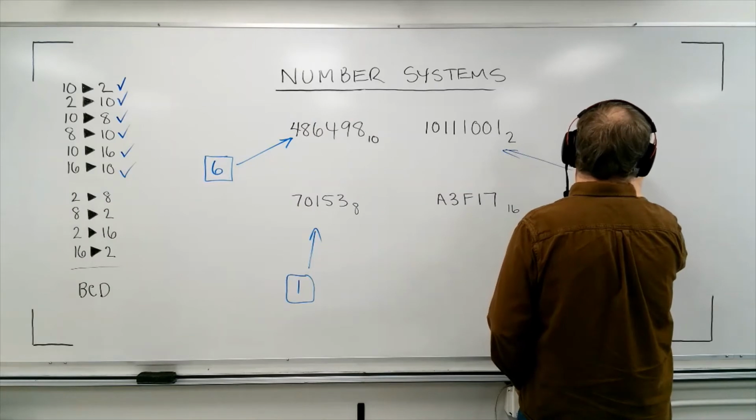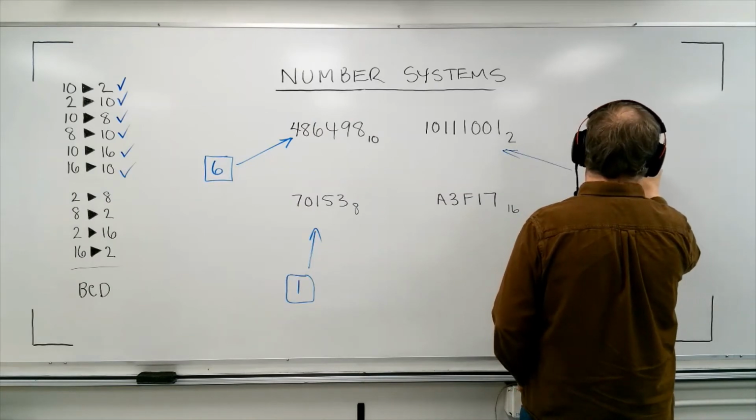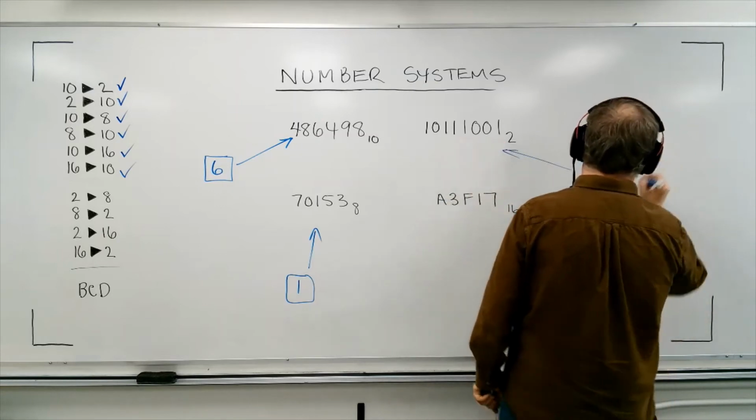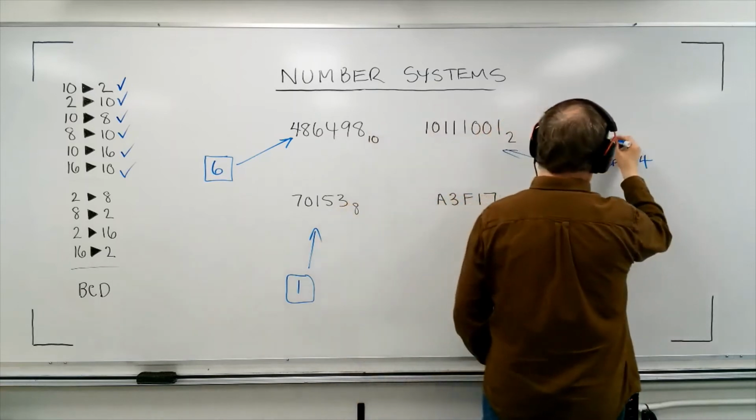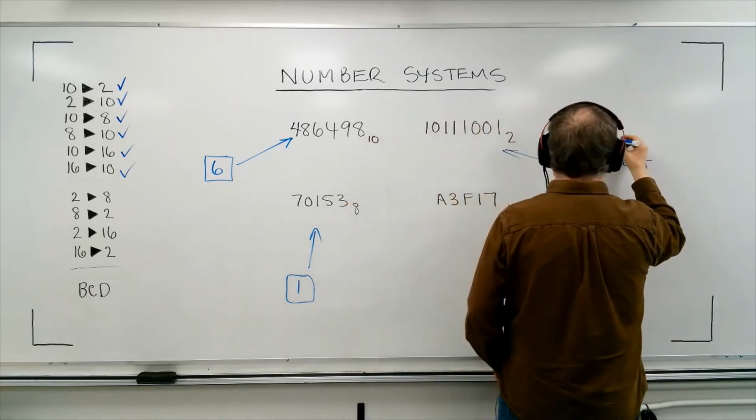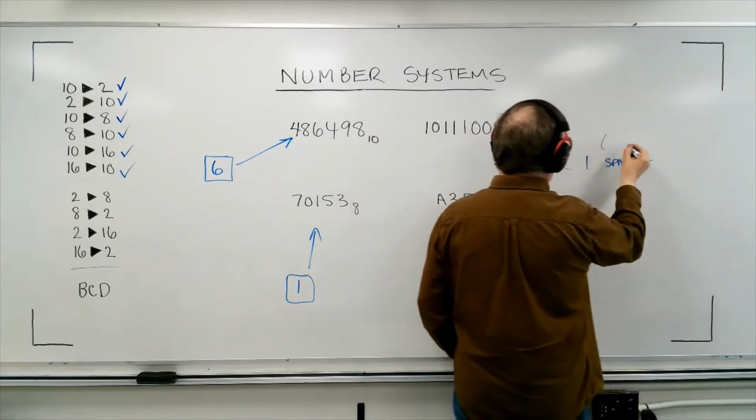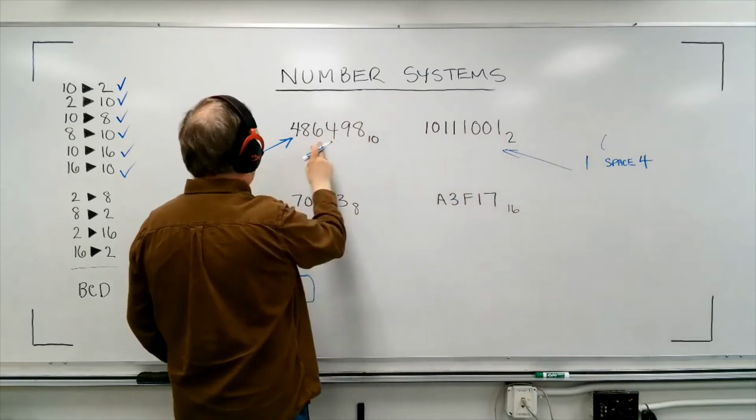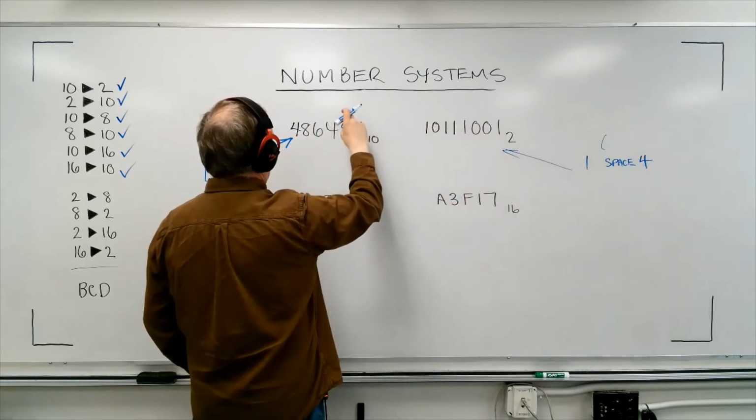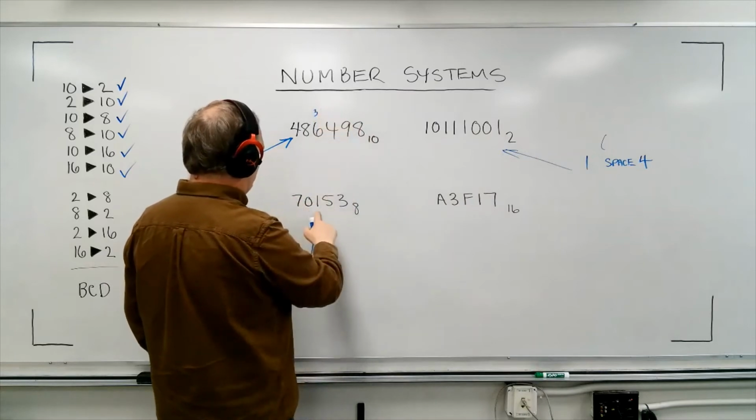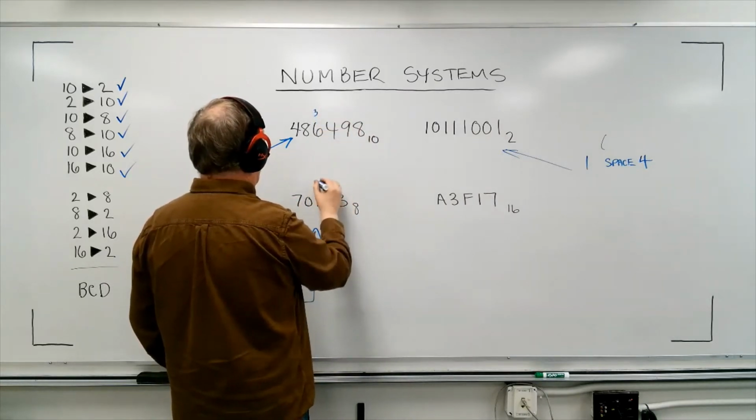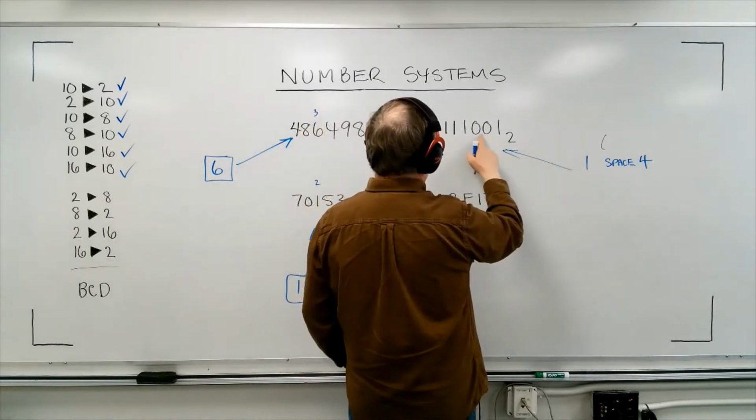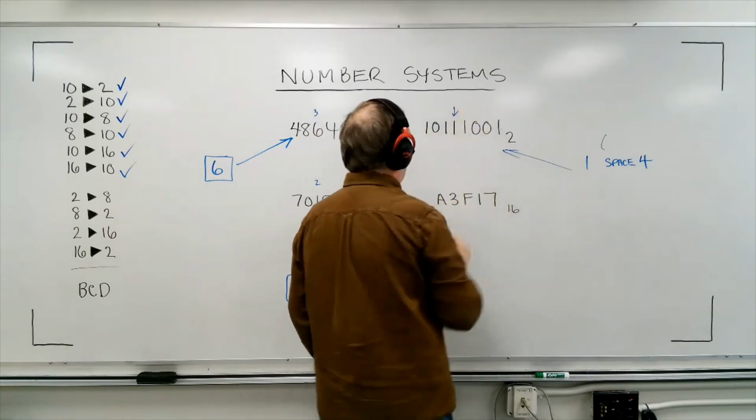in space 4? Space number 4, so column 4, okay? I'm going to say 4, and remember these start at 0. These all start at 0. So in other words, the 6 is actually in space 3. This 1 is in space 2. The one in space 4 is 0, 1, 2, 3, 4. It's this one right there.